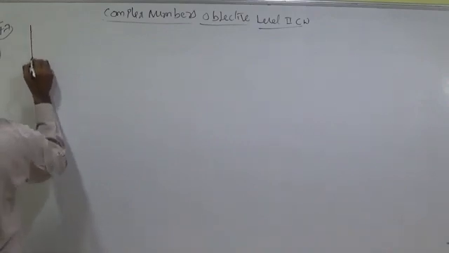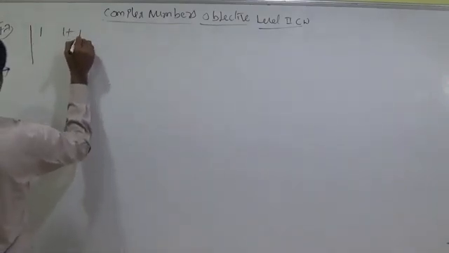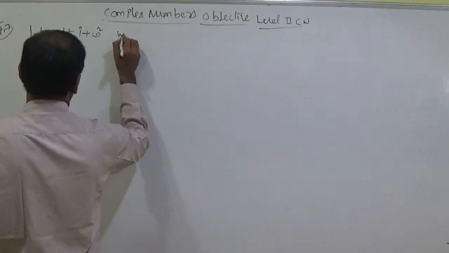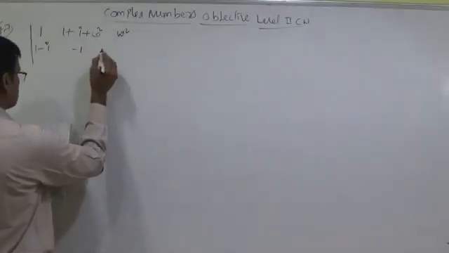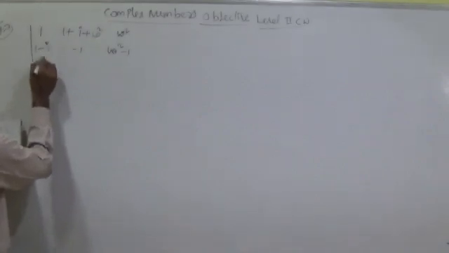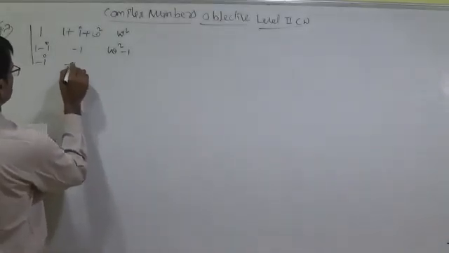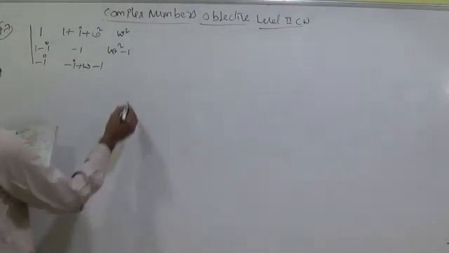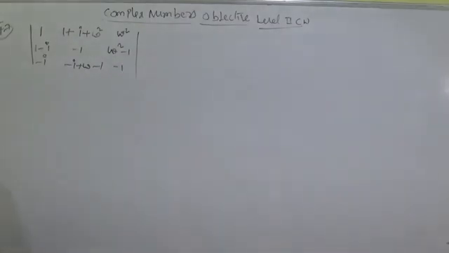What is the 7th one? According to properties of determinants, the matrix has rows: 1, 1 plus i plus omega square; omega square, 1 minus i, minus 1; omega square minus 1, minus i, plus omega plus 1; minus i plus omega minus 1, minus 1. We have to calculate the determinant of this function.